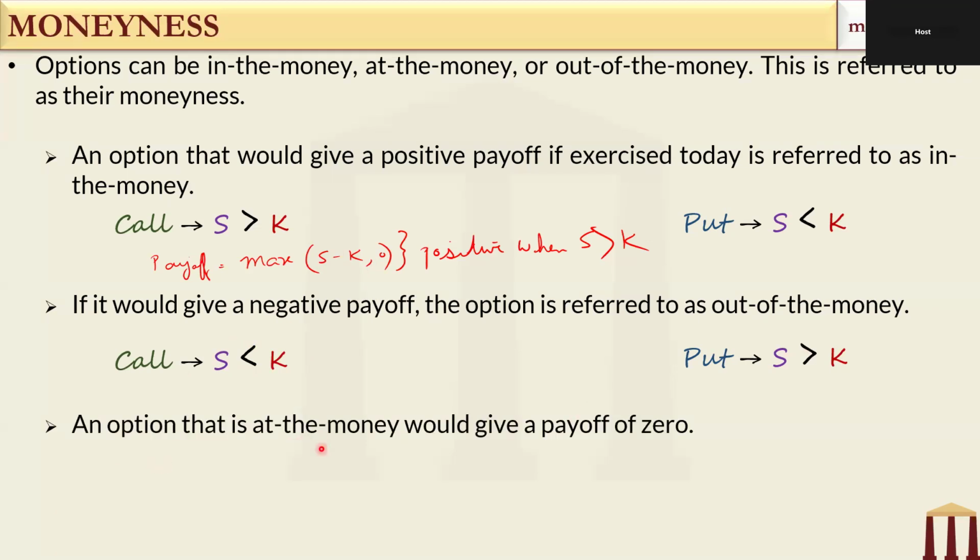And an option is at the money if it gives a payoff of 0. Can you tell me the relationship between S and K for an at the money option? Perfect, both are equal. Yes, correct. S should be equal to K for both.